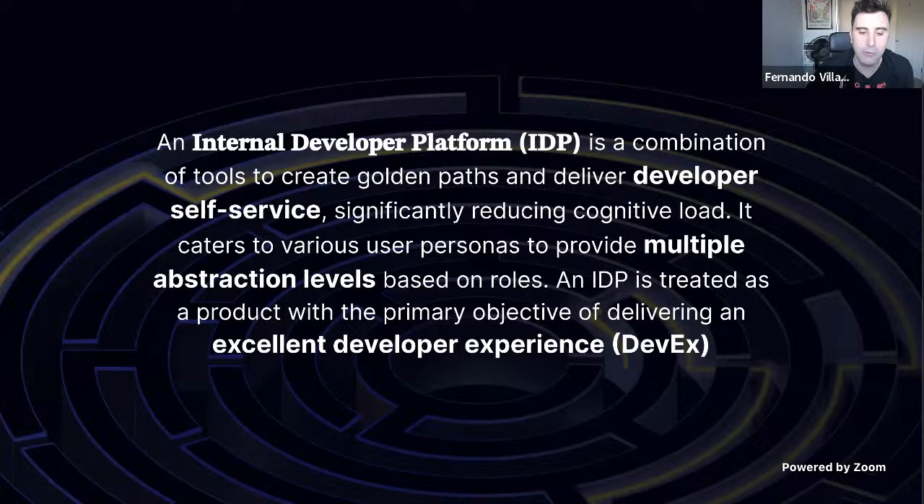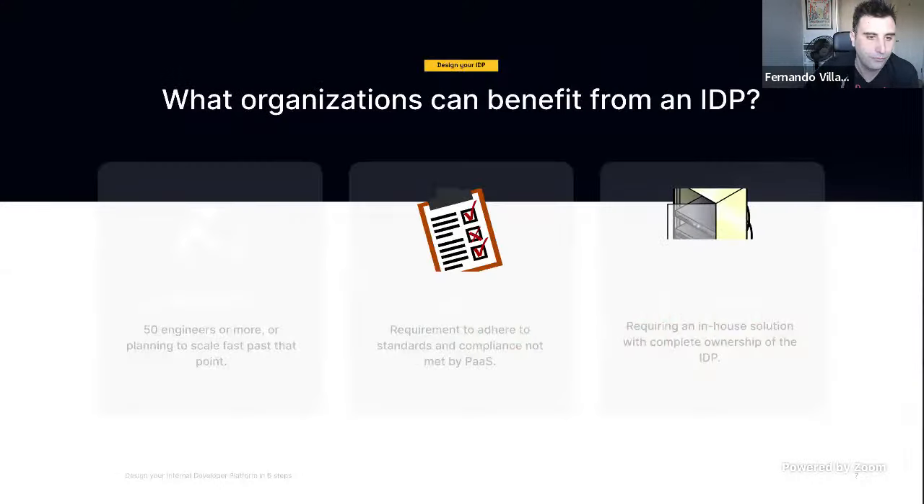So an internal development platform is a combination of tools to create golden paths and deliver developers their service, significantly reducing cognitive load. It caters to various user personas to provide multiple abstraction levels based on roles. And we're going to go now into what we mean with that.